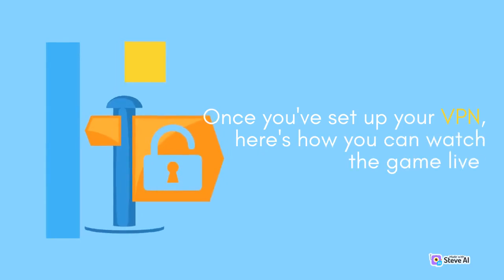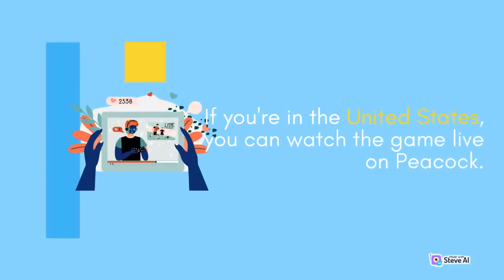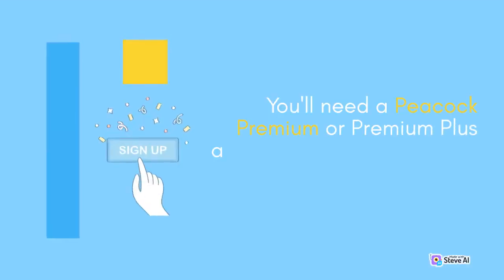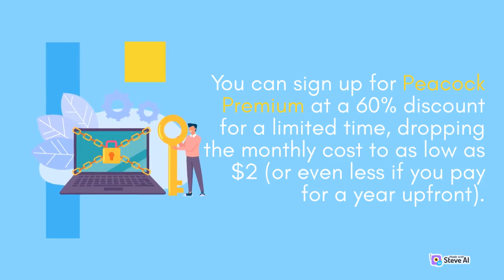Once you've set up your VPN, here's how you can watch the game live. If you're in the United States, you can watch the game live on Peacock. You'll need a Peacock Premium or Premium Plus account to catch the game live. You can sign up for Peacock Premium at a 60% discount for a limited time, dropping the monthly cost to as low as $2, or even less if you pay for a year upfront.